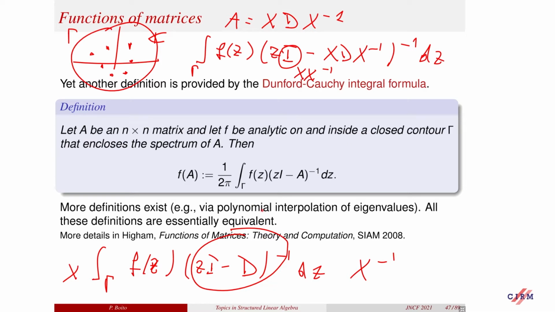All these definitions are essentially equivalent, where essentially means there are slightly different hypotheses on when they work and when they don't work, but assuming that all these hypotheses are satisfied, then all these definitions give us the same results. And more definitions are possible, for instance, using interpolation polynomials, but we won't go into this. There's a famous, very nice and comprehensive book by Higham on this topic, Functions of Matrices.